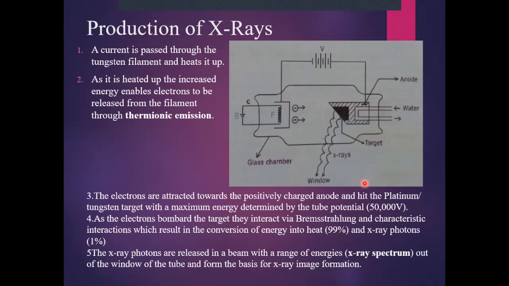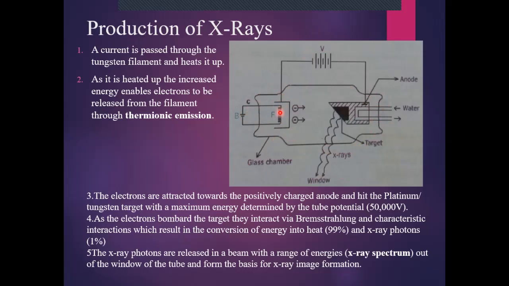Now we come to the main topic, that is the production of X-rays. This is the schematic diagram of the X-ray production. The whole apparatus is placed in an evacuated glass tube. This is the filament F, which is electrically heated with the battery B.